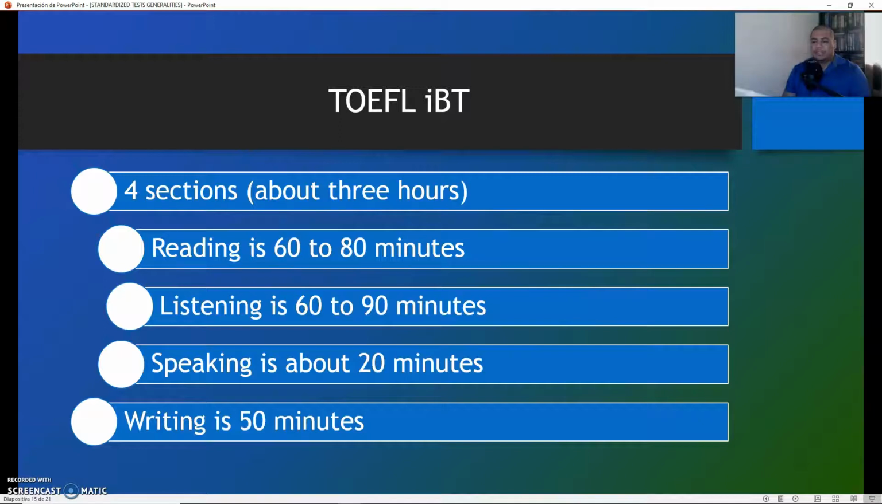Those are the sections on this test. It's longer, of course. It takes about 3 hours. It's more challenging because it's a little more tiresome, of course. It's an extra hour.